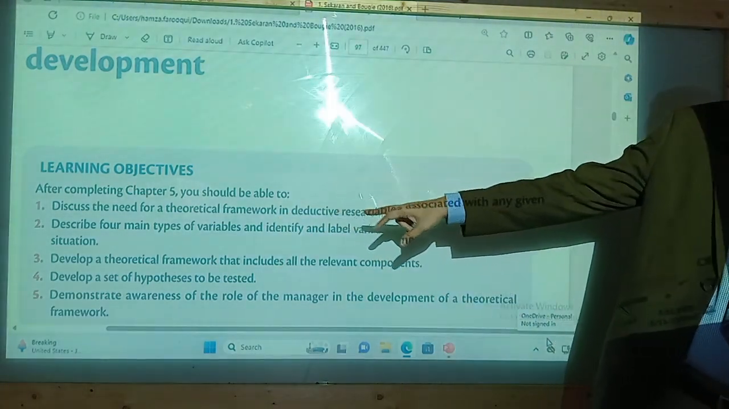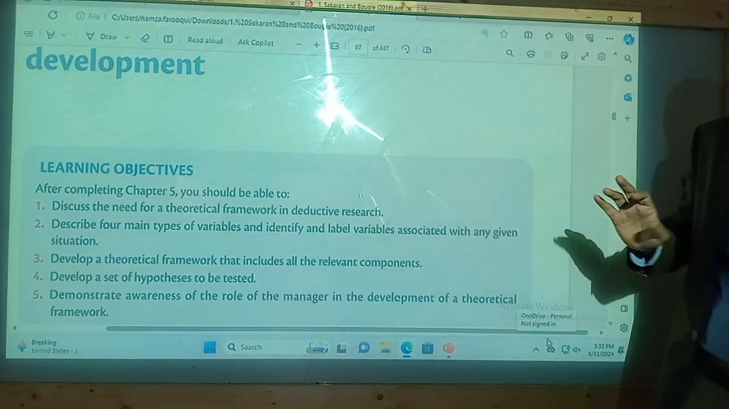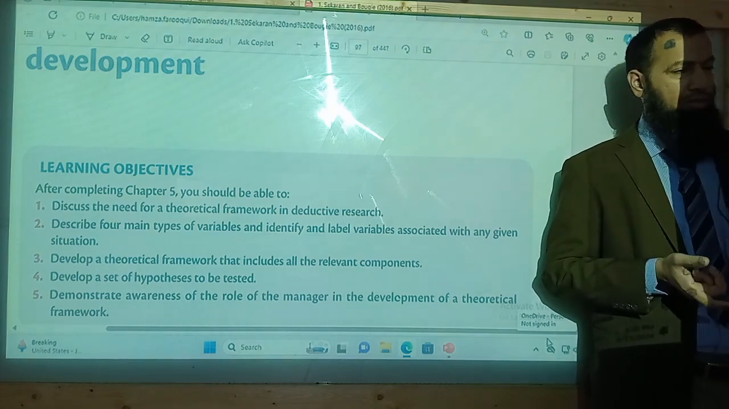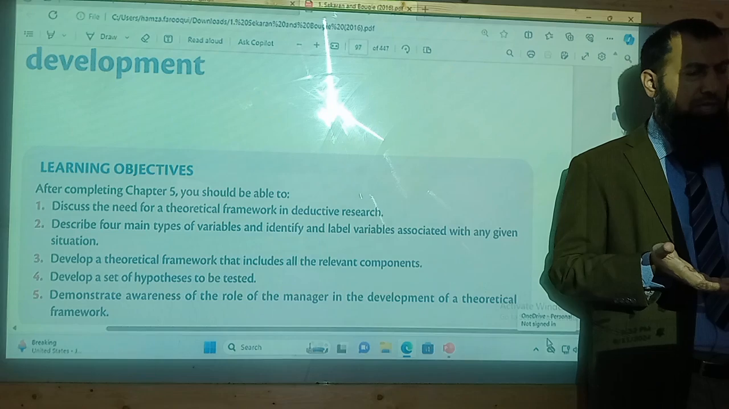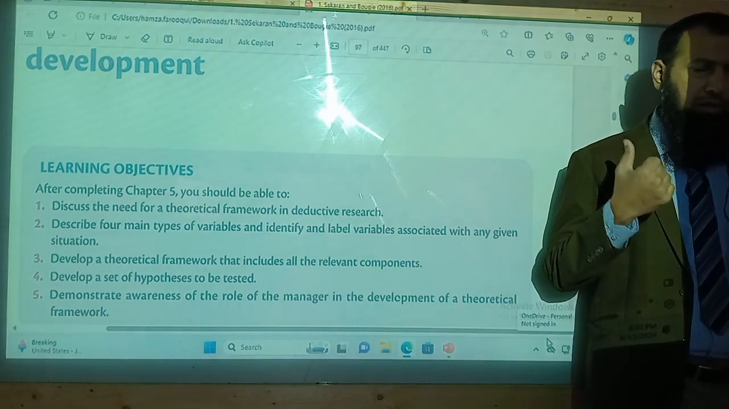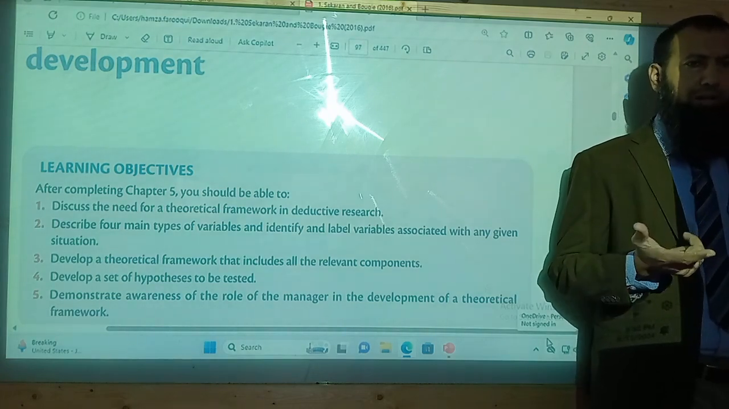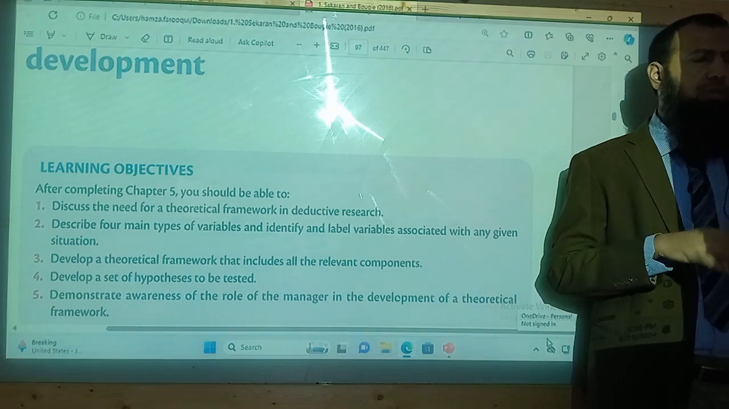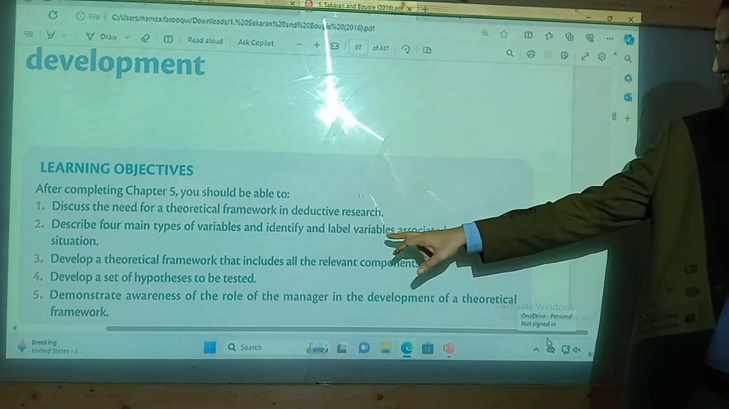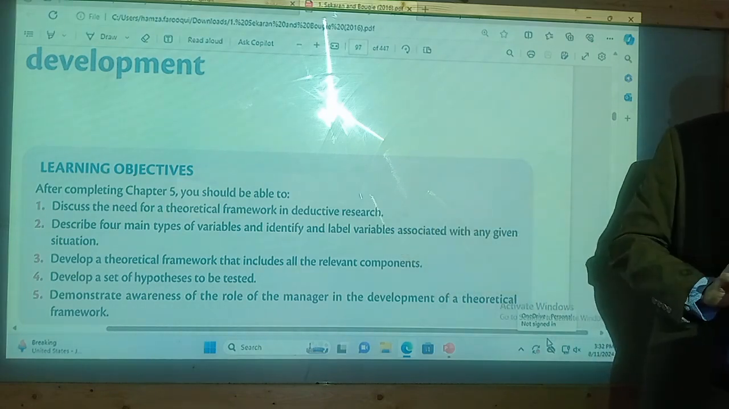Describe 4 main types of variables and identify variables associated with any given situation. So we will be discussing the basic fundamental types of variables. These are 4: dependent, independent, mediating, moderating. So these are the 4 variable types, and we will be labeling the association with any given situation.